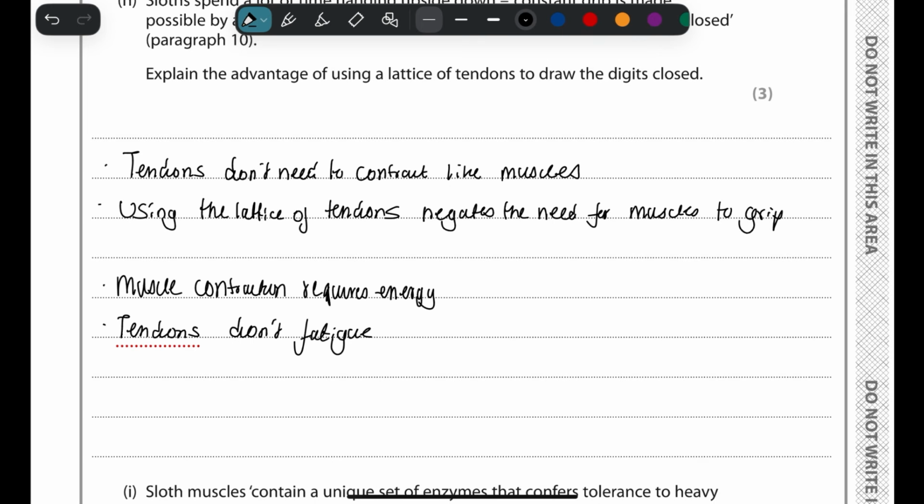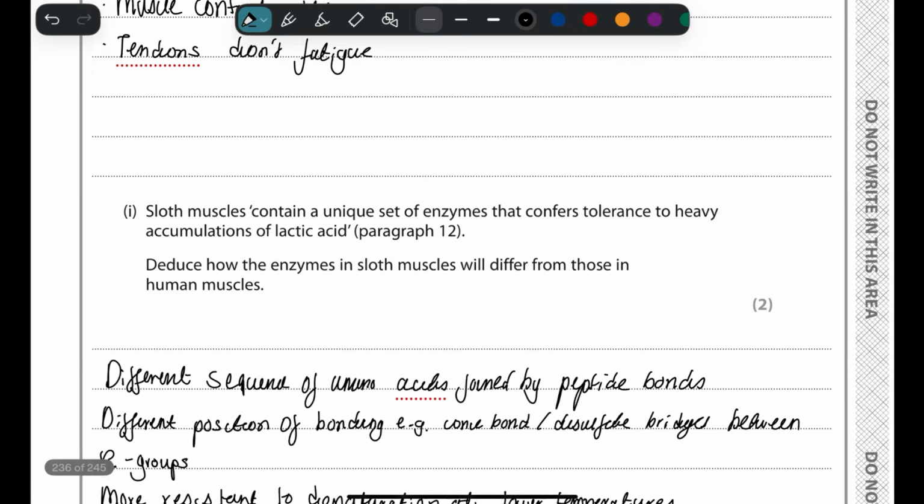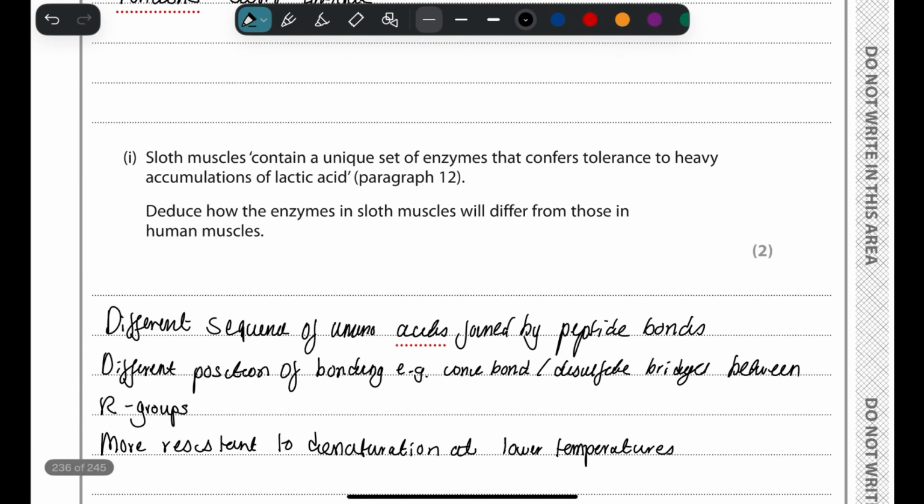And also your tendons aren't going to fatigue. So because the tendons don't fatigue, unlike the muscles, that's why they can stay so still for long and they don't get predated by the owls. Yeah? Okay. They said sloth muscles contain a unique set of enzymes.